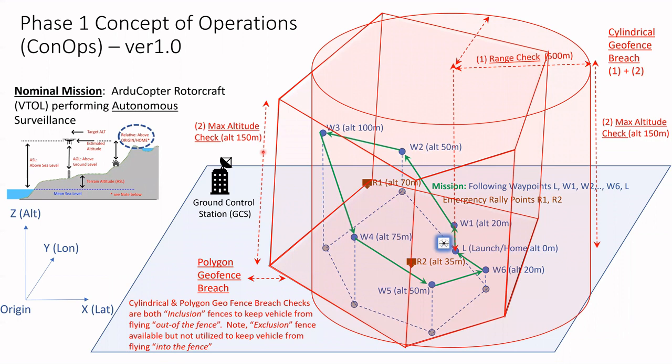But we also, during our mission, configure a geofence. And the objective of the mission is to do the surveillance via this waypoint following, but to keep the ArduCopter within the cylindrical geofence defined by the range from the center. Basically, it's a range check of about 500 meters and an altitude check of 150 meters. But we also have a polygon fence within which we want to keep the ArduCopter restricted within that safe zone.